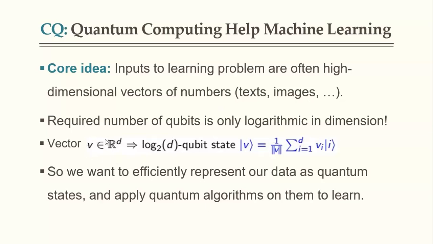v belongs to R to the power d is a vector in a d dimensional real space, mapped to a quantum state in a log base 2 d qubit system. Now we will see the vector mapping. v belongs to R to the power d represents the real valued d dimensional vector.